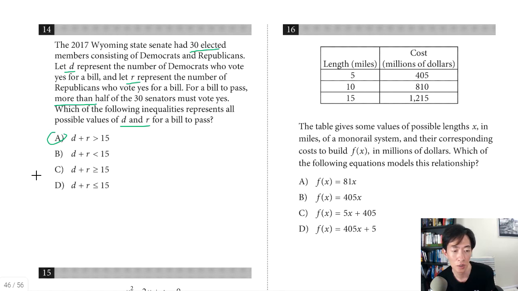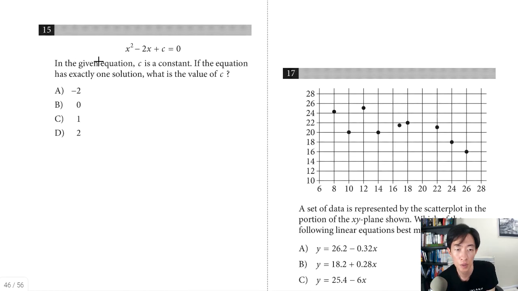And the only way C could be the answer would be if it said at least half of the 30 senators, because at least half would imply that 15 is half, and that would mean that you're including 15 or possibly more. But that usually doesn't work logically when you're voting for something. Usually to get a majority, it's got to be over 50%. Question 15, we have an equation. It says in the given equation, C is a constant. If the equation has exactly one solution, what is the value of C?